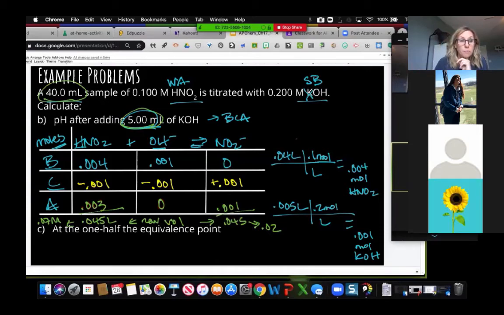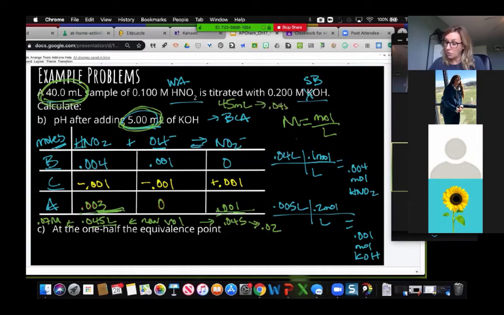Where'd you get the 0.045 liters from? So when you change this number down here back to molarity, molarity is going to be moles over liters. So to get the liters, you're going to go back to the problem and you're going to add the volumes that they gave you together. So since we mixed those two together, we had 40 milliliters of the weak acid and 5 milliliters of the strong base. So we added those two together. So that was 45 milliliters. So then all I did was convert that to liters. And then that's what I divided those by so that I could get those back to molarity, so that I can then use those to calculate the pH.